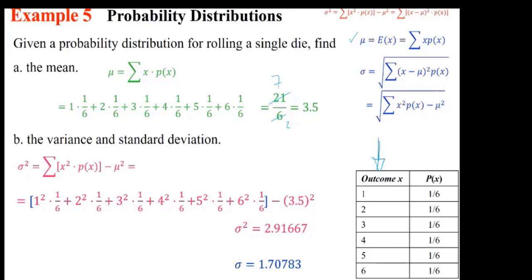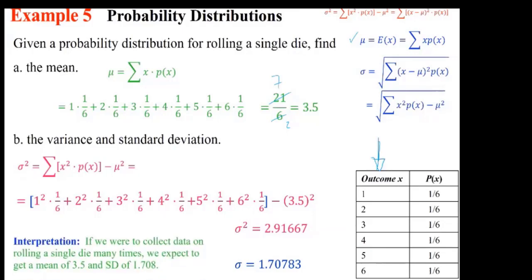If we were to collect data on rolling a single die many times, in other words, just keep on going, this is a general answer for mu for the population. If you do it enough number of times, it gets closer and closer to the population parameter. Then you have the expected value, the mean, to be 3.5. In other words, if you add them up and divide by size. With a standard deviation of, let's say, 1.70, and if we do the rounding right here, remember, it becomes 1.708.